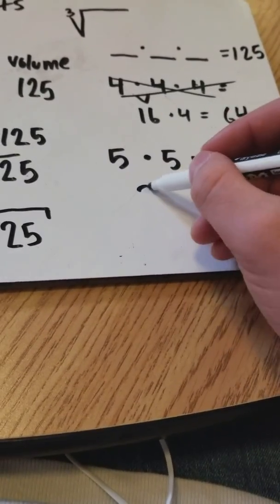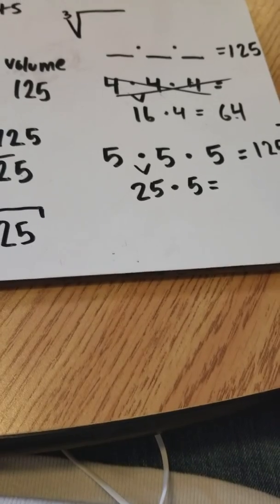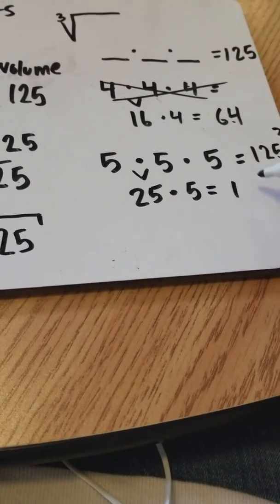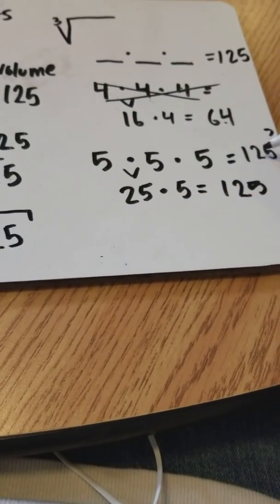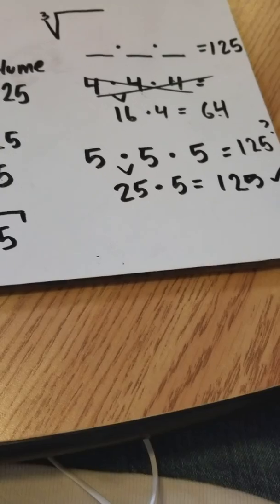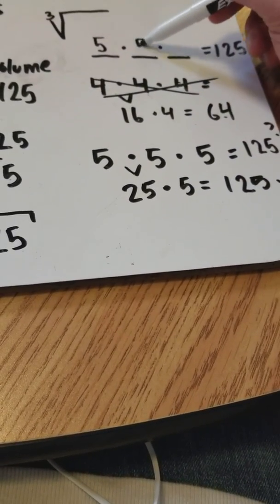Well, 5 times 5 is 25. Times 5. 25 times 5. Well, 25 times 4 is 100, plus 25 more. So 25 times 5 is 125. Whoa. So 5 times 5 times 5 is 125. Check. So that means our guess of 5 was right.